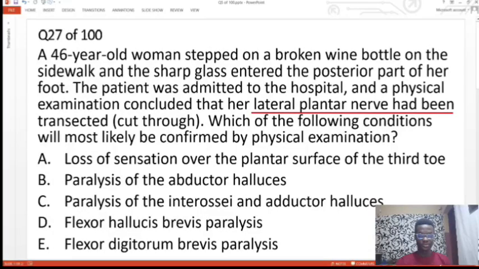So the first option is the loss of sensation over the plantar surface of the third toe. So let's discuss the cutaneous innervation of the medial and the lateral plantar nerve. So the medial plantar nerve innervates the.